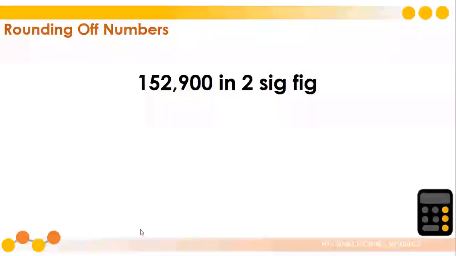Next, we have 152,900 in 2 significant figures. If you take a look at it, where are the 2 significant figures that we are referring to? Let's count starting from the left. So we have 1, 2. So you have to round it all off up until here. Again, 4 below, retain. 5 above, plus 1. What's your final answer?